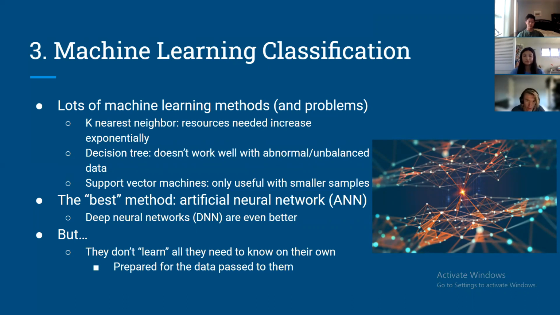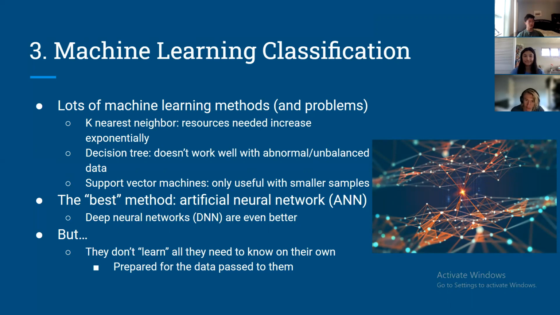The decision tree is very easy to read and very easy for a different part of the computation to understand, but it only works well with normal heartbeats, which is kind of a problem if you want to be detecting abnormal heartbeats. Support vector machines are useful, they're fast, but they only usually work with smaller samples of data, so they can't be applied as widespreadly.